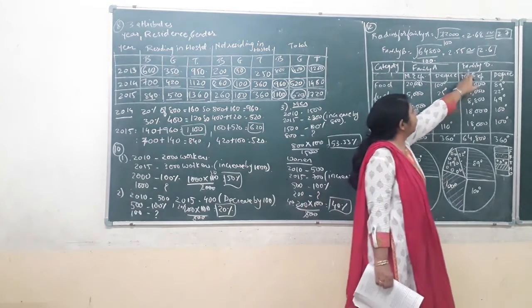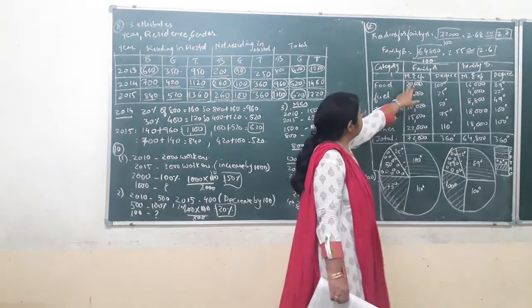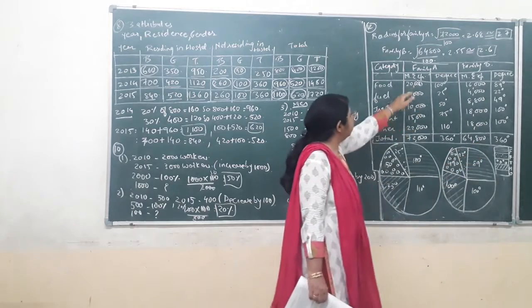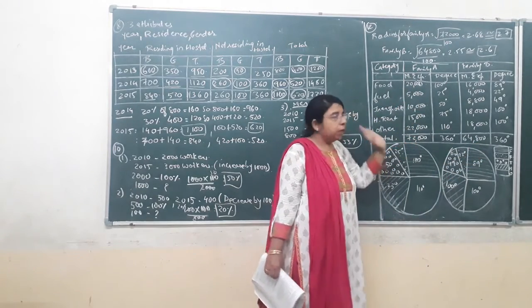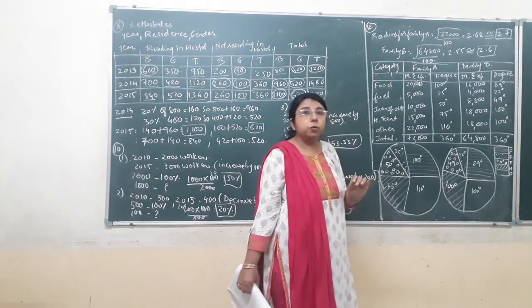In the same way for family B, that is monthly expense and daily. This monthly expense is already given to you in the question. That data I have just placed from the question. Now, how to convert each and every expense into degrees?